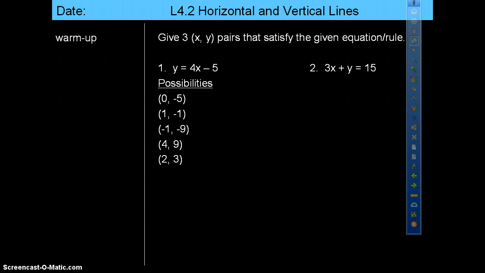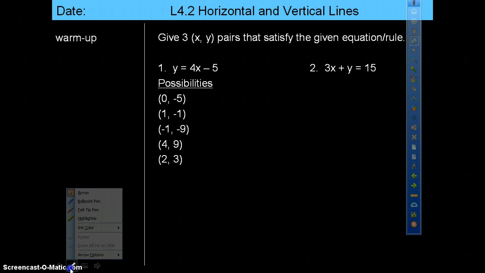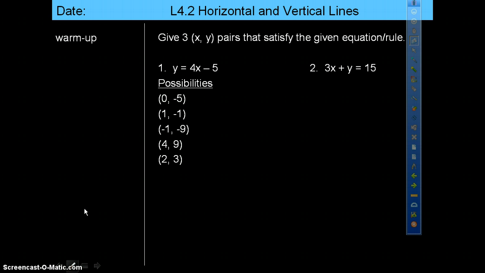In the first one, here are a couple possibilities: (0, -5), (1, -1), (-1, -9), and (2, 3). Why are these possibilities? Because the first number in our pair represents x, the second number represents y. So if I take a look, I can see that my y value, -5, is equal to 4 times my x value, which is 0, minus 5. Upon evaluation, using order of operations, we would see 0 minus 5, which is -5.